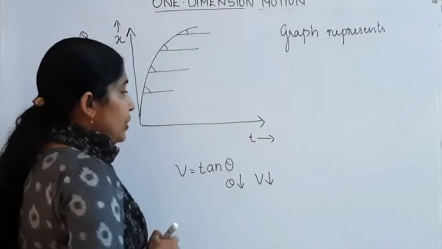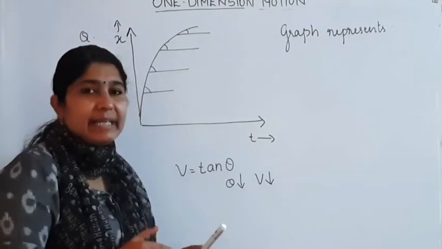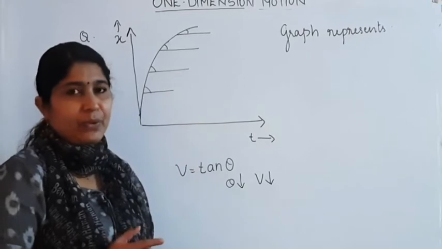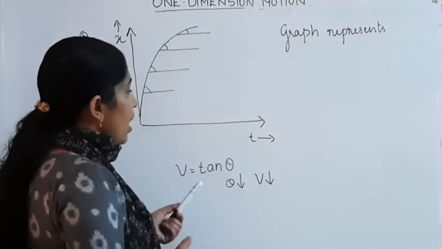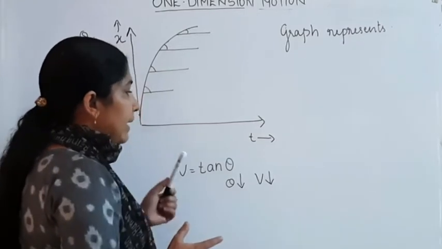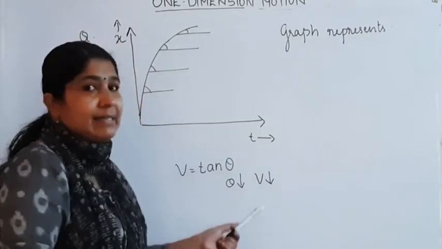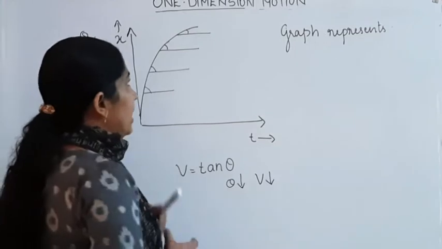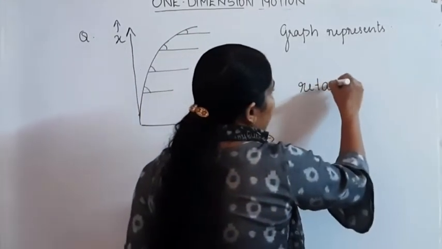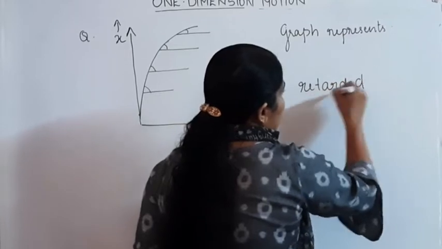Okay, velocity of the body decreases, that means it is retarded motion. When the velocity of the body decreases during its motion, that type of motion is called a retarded motion. So the graph represents retarded motion.